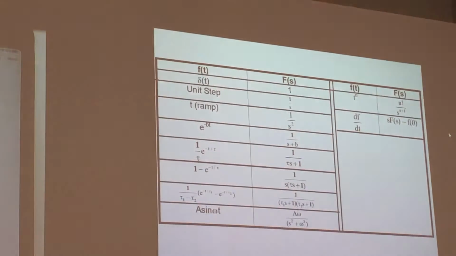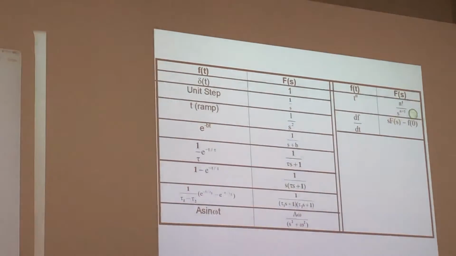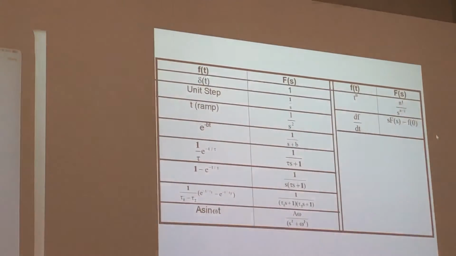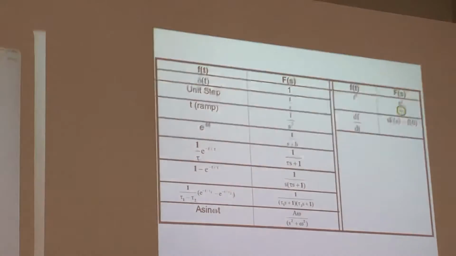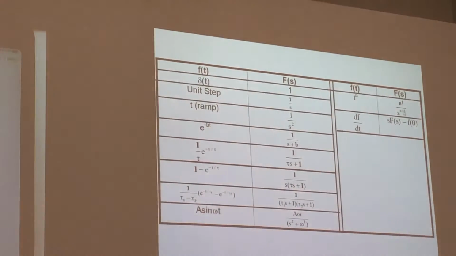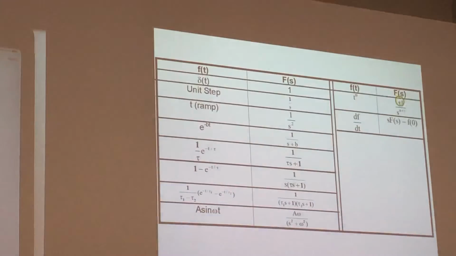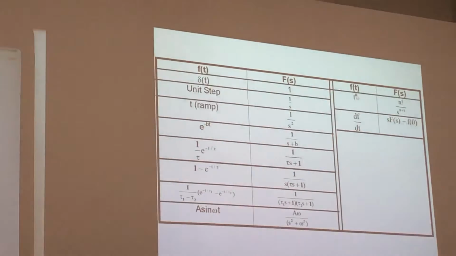1 over S cubed. What you compare it with is n factorial divided by S to the n plus 1. N is what? 2. S is what? S is to the power of 3. So I must arrange it with S to the power of 3, but I don't have any S with power of 3 here. If I put S with power of 3 here, which means that my N should be 2. If I have S to the power of 4, my N becomes 3. If I inverse, it becomes t to the power of 3.